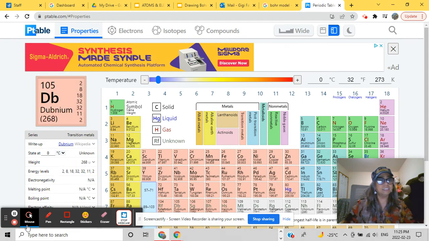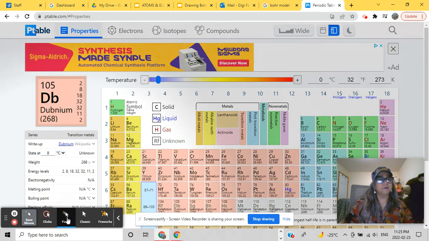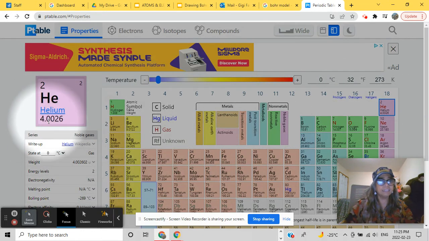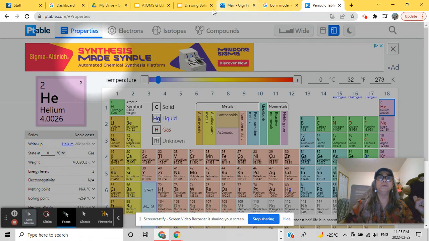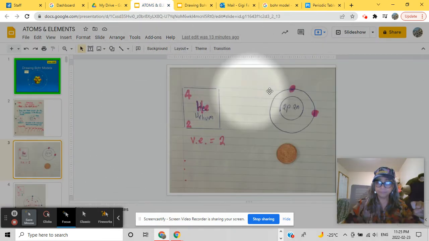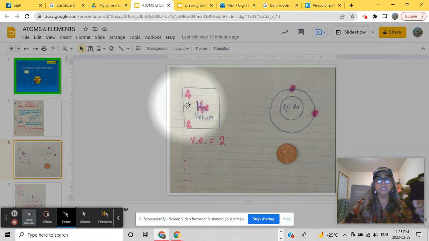Now take note of helium here, right? So let me just focus here. If I click on helium, notice the one with the decimal place is the mass. So there you go. When you come to the drawing now of the Bohr model for helium, you now have four as the mass. It's number two on the periodic table. That's the atomic number.